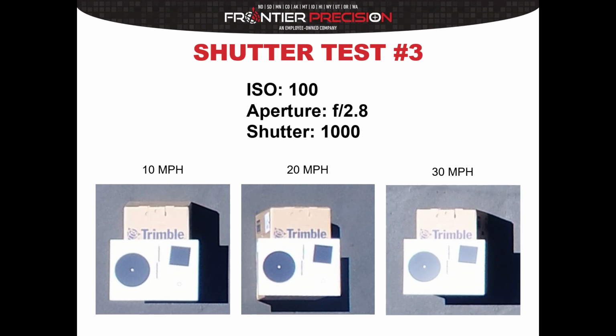For the third test, I jumped up the shutter speed quite a bit. I flew this test with the ISO value at 100, aperture at 2.8, and shutter at 1000. Despite the sun glare angle on the 30 miles per hour image, you can still clearly make out the center white dot on the calibration board.